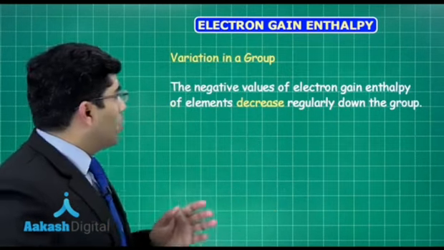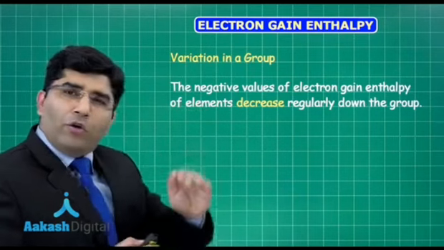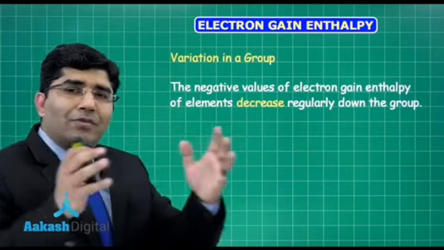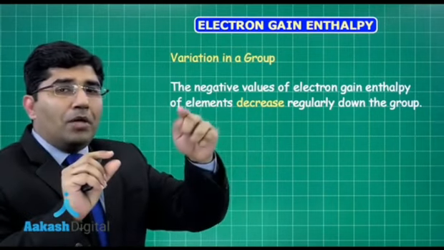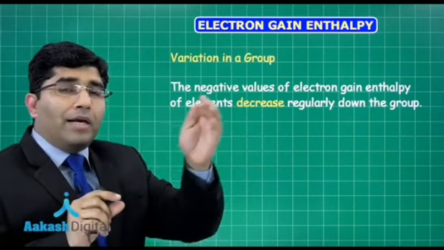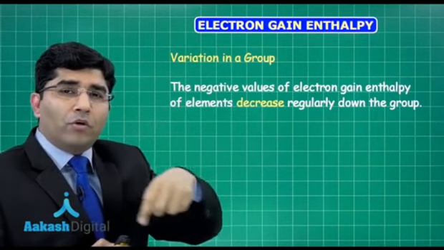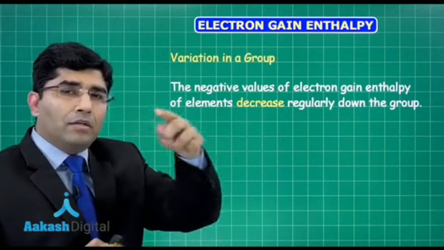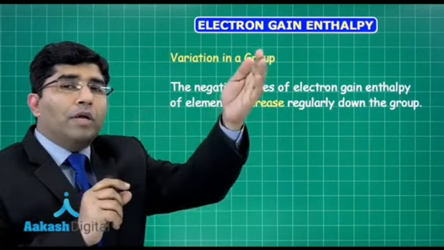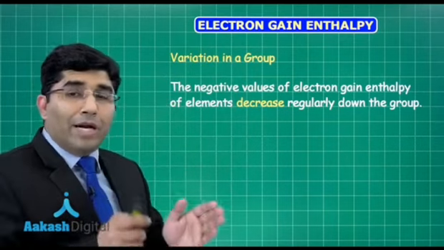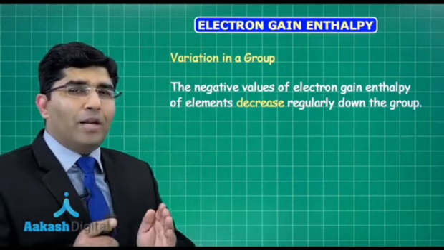So, now its variation in group. If we go down the group, the size will increase and the nucleus will not be able to attract the incoming electron, because in between there will be so many electrons which will cover the nucleus and they will not allow the electron to come inside. So that's how when we move down the group, the negative value of electron gain enthalpy will decrease.